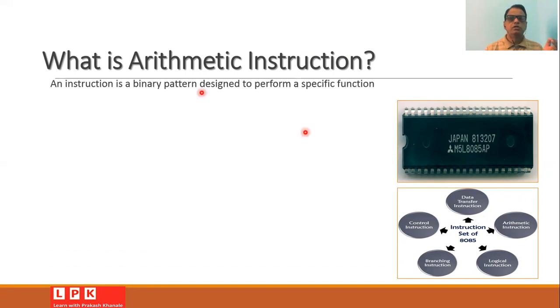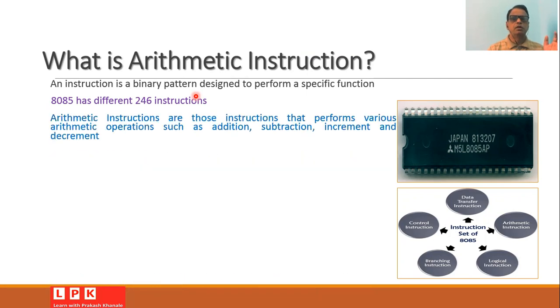We know that an instruction for the microprocessor 8085 is a kind of binary pattern, and this binary pattern is designed so that the microprocessor will perform a specific task or a specific function for each instruction. There are different instructions available for 8085. For example, we can have about 246 different instructions for the microprocessor 8085. Arithmetic instructions are those instructions that can perform the various arithmetic operations such as addition, subtraction, increment, and decrement.